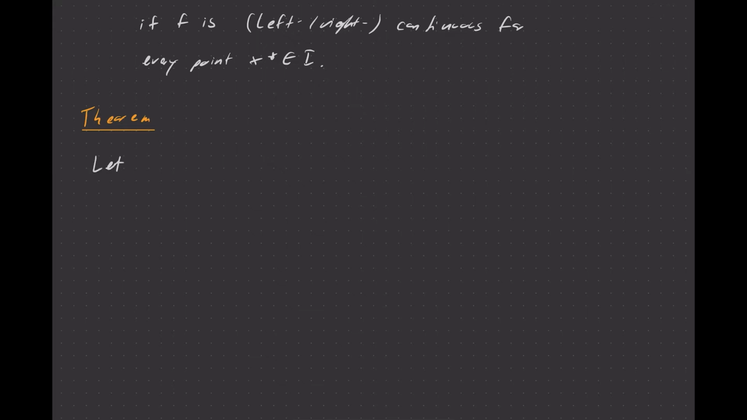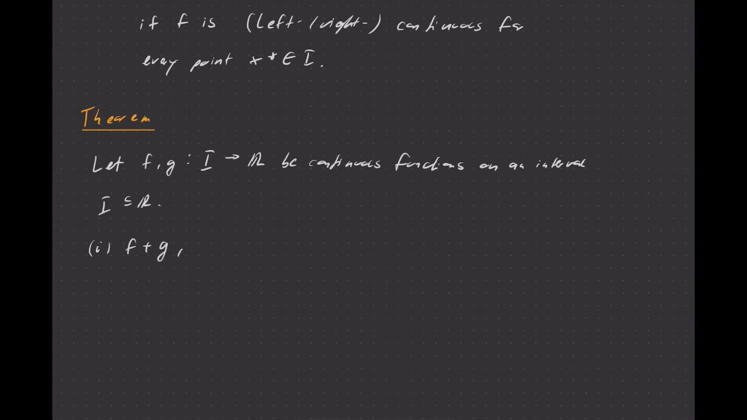So if we have functions that are continuous, two functions f and g defined on an interval I, let those be continuous functions on an interval I, a subset of the real numbers, then the following is true. The sum of two continuous functions, the difference of two continuous functions, and also the product of two continuous functions are again continuous on the whole interval.